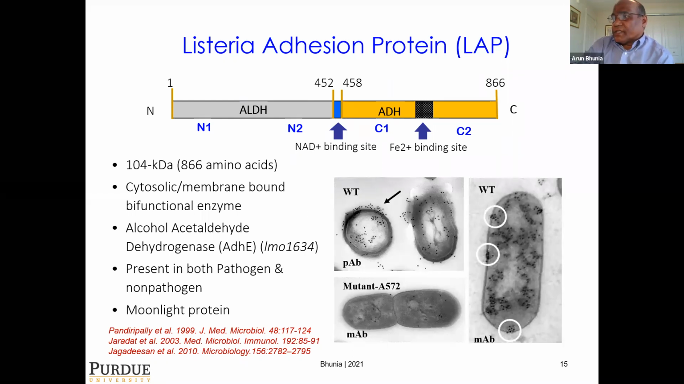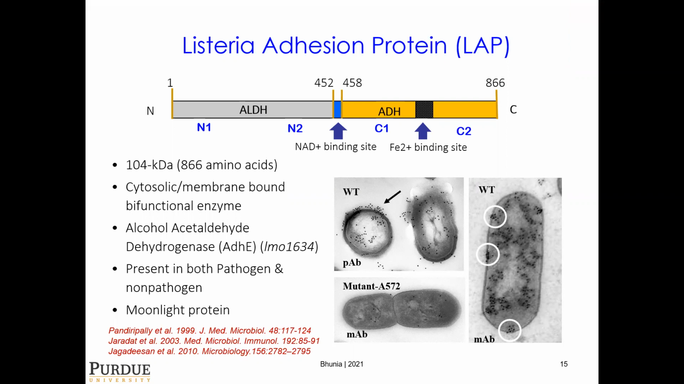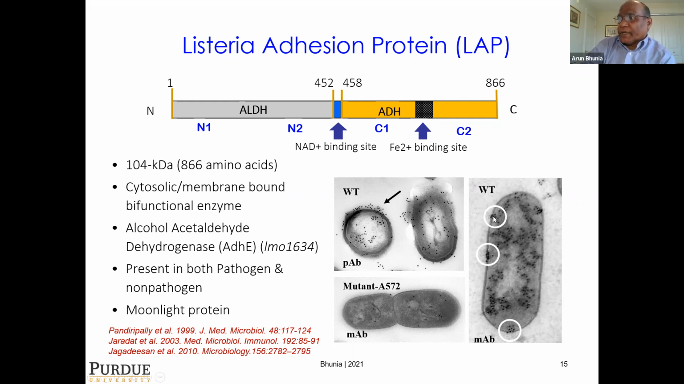It is mostly cytosolic, but depending on certain situations, the protein may be displayed on the surface. And as an adhesion factor, this is how the name came about, because when you looked at it originally, it showed the function of attaching to epithelial cells. So surface expression is very important.